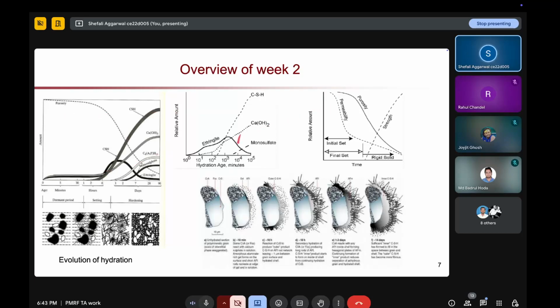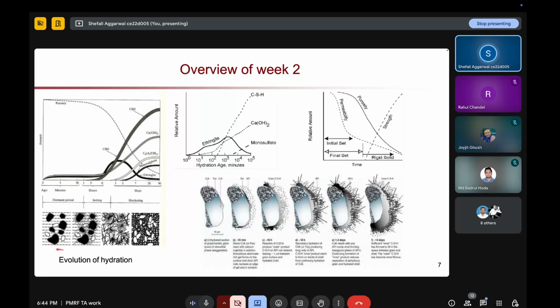Other thing is, when these things are forming, this is the same graph as this one, how it is affecting the properties of your cement. So an increase in CSH and calcium hydroxide will make your system more compact. So what is happening in this case? Your strength is increasing and your porosity will decrease. Same way your permeability will decrease with the formation of more and more CSH gel.